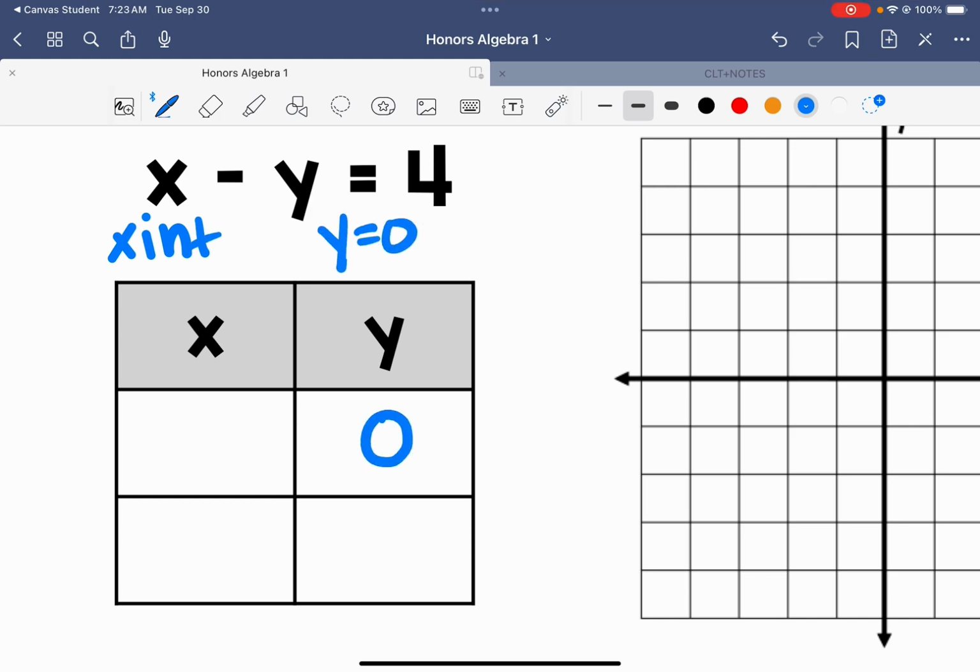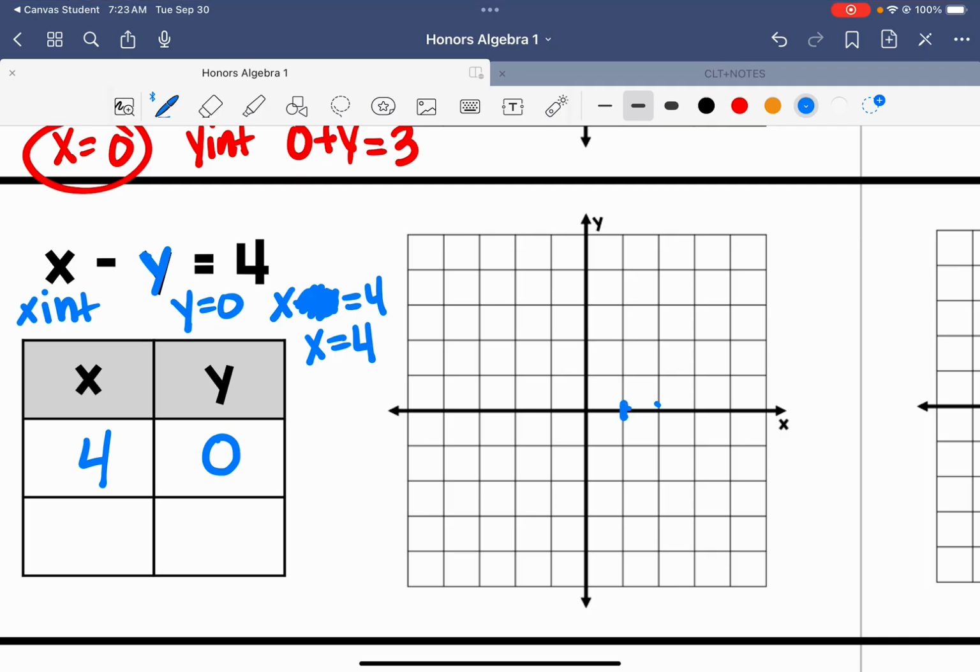So I'm going to put 0 there. And if y equals 0, we get x minus 0, because it's going to go in right there, equals 4. So x has to equal 4, right? You just cover up the 0 part. So x has to equal 4. 1, 2, 3, 4, right there.